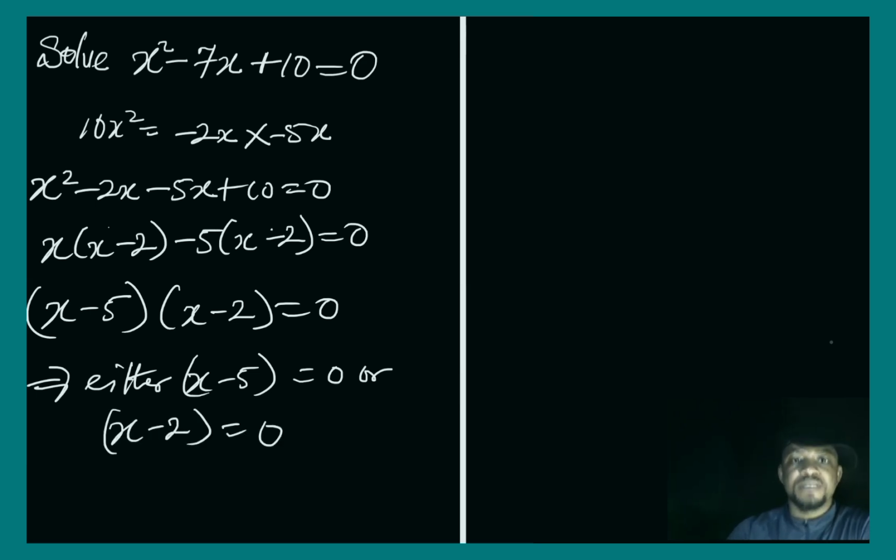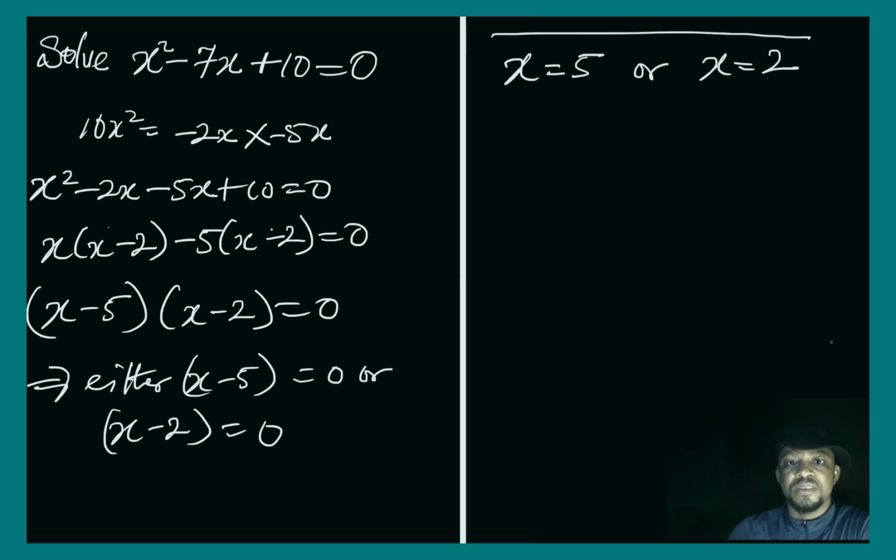So if x minus 5 equals 0, then x equals 5. Or if x minus 2 equals 0, x equals 2. So these are the solutions of our quadratic equation.